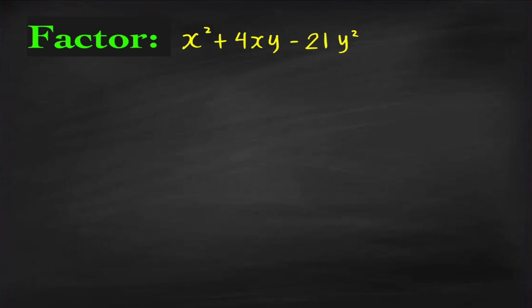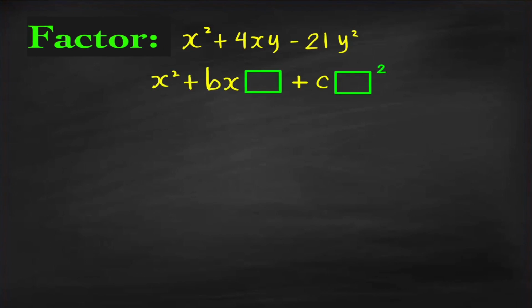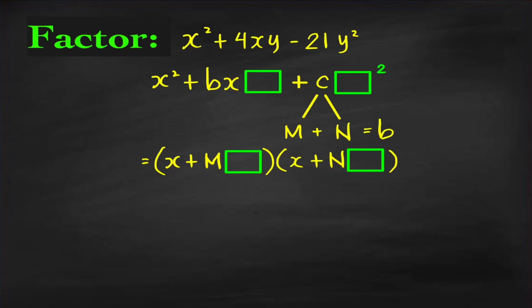Let us now try to factor this kind of trinomial. Here we have y and y squared. So this is a trinomial of the form x squared plus bx times something plus c times something squared. Don't be scared about this y and y squared here, because the method in factoring this trinomial is exactly the same as the previous problems. What we're going to do is just find two integers whose product is c and whose sum is equal to b, just like in the previous problems.